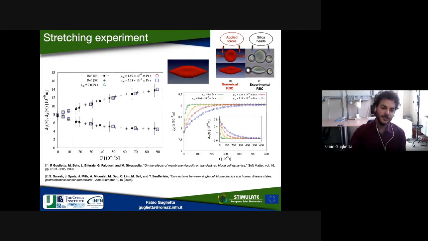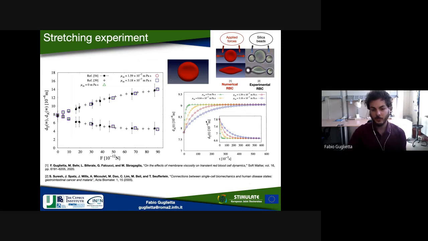Here on the left, you can see the steady state value. So when the RBC is fully stretched, and we compared our result with the one from Suresh, that is an experimental result, and we found a good agreement. What's interesting here is that we tried also to vary the membrane viscosity, and as expected, there are no differences in the steady state shape.